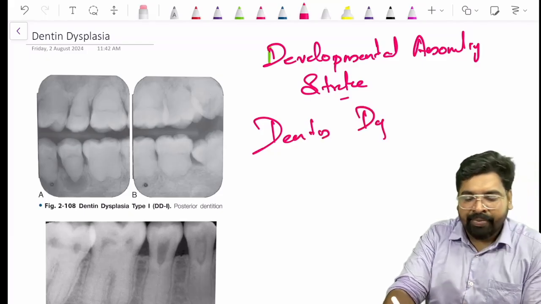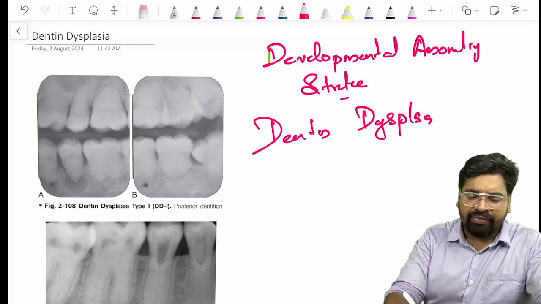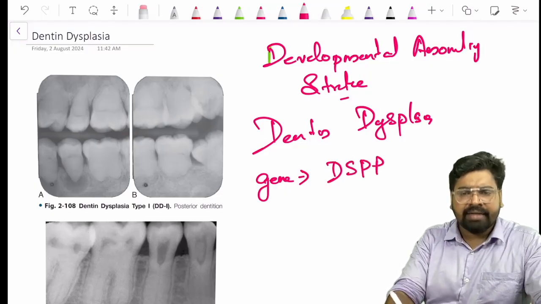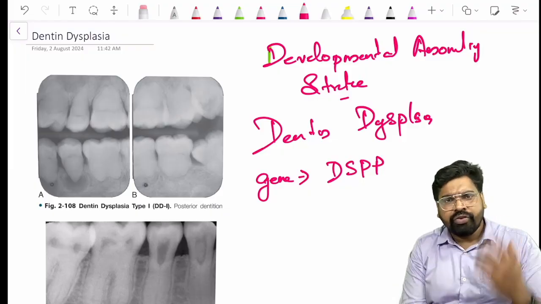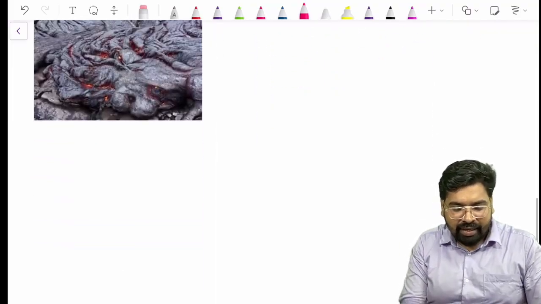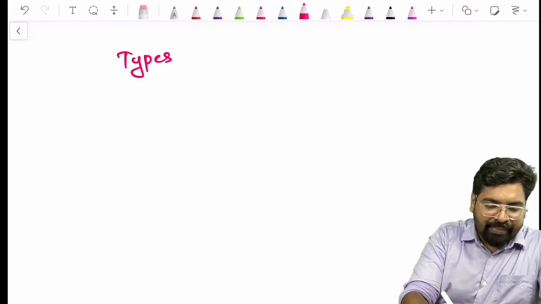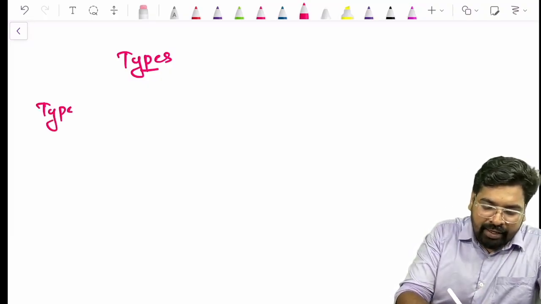Dentin dysplasia is just like your dentinogenesis imperfecta itself. The gene which is mutated here is again the DSPP gene. Dentin sialophosphoprotein itself is the gene which is mutated. Most of the questions on dentin dysplasia come from its types, so we are here to learn the types of dentin dysplasia. There are two types mainly, type 1 and type 2.